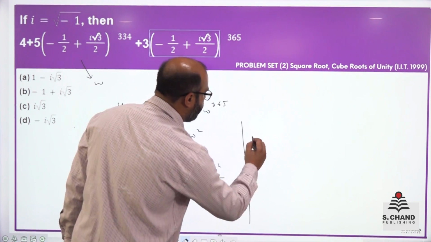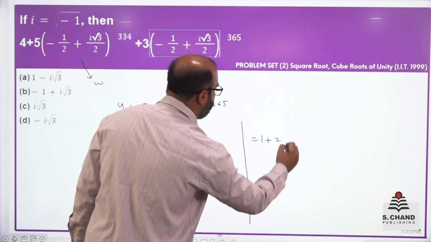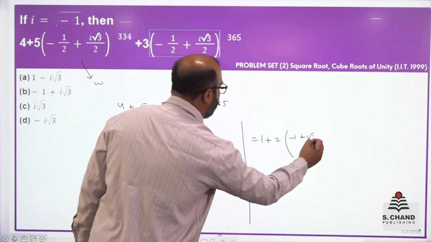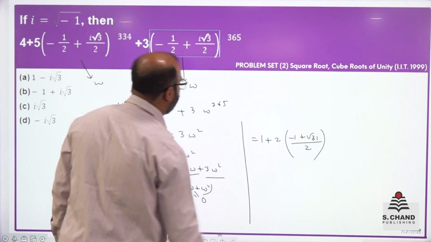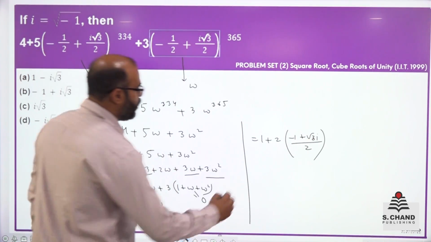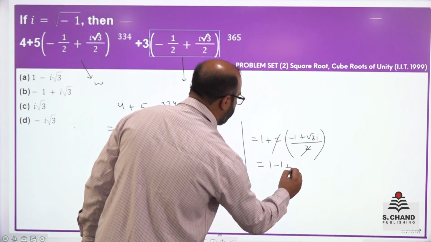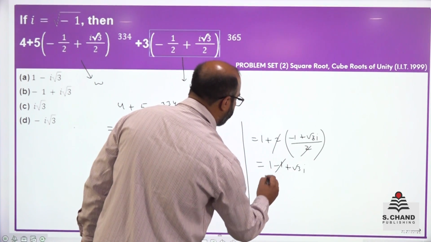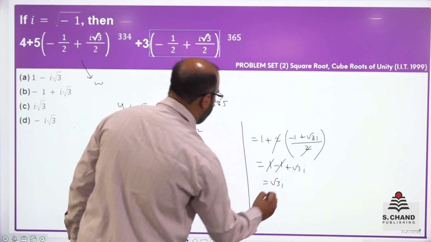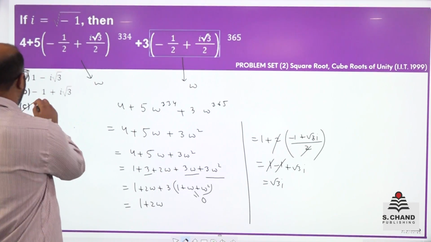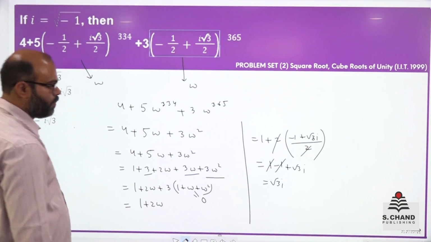Now what is omega? Omega we already took, minus 1 plus root 3 iota by 2, as we took it here. So this will become 2 cancel, and then 1 minus 1 plus root 3 iota. It will also cancel, you will get root 3 iota. So your answer will be option C, that is root 3 iota.